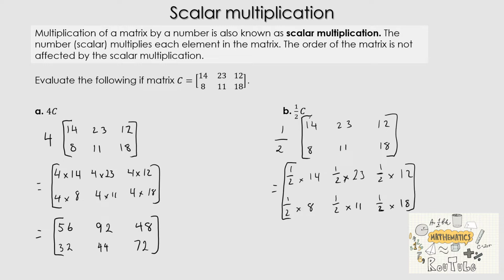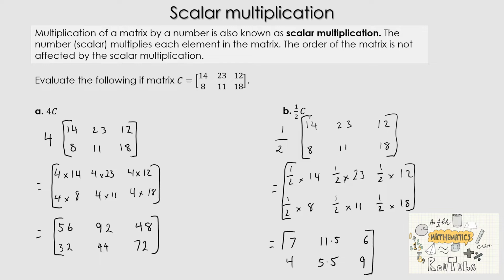As we can see, I have multiplied each element inside the matrix by the scalar, which is 1/2. And now we can simply work it out. The first element in the first row is 1/2 times 14, which is 7. Then moving across the first row, half of 23 is 11.5, and half of 12 is 6. Then moving down to the second row, half of 8 is 4, half of 11 is 5.5, and half of 18 is 9.